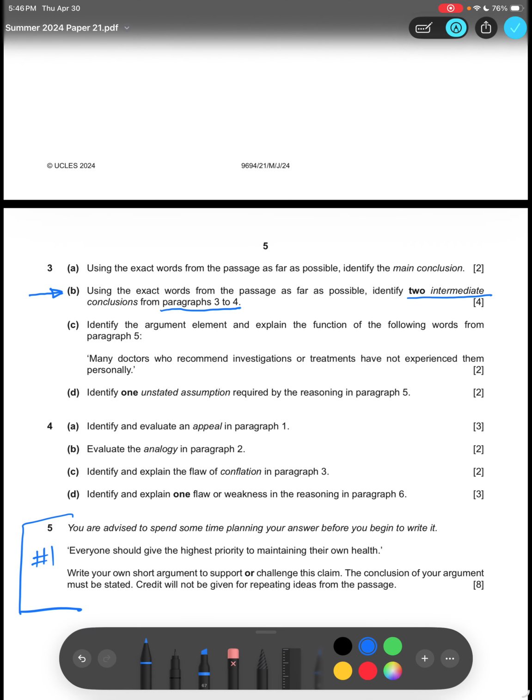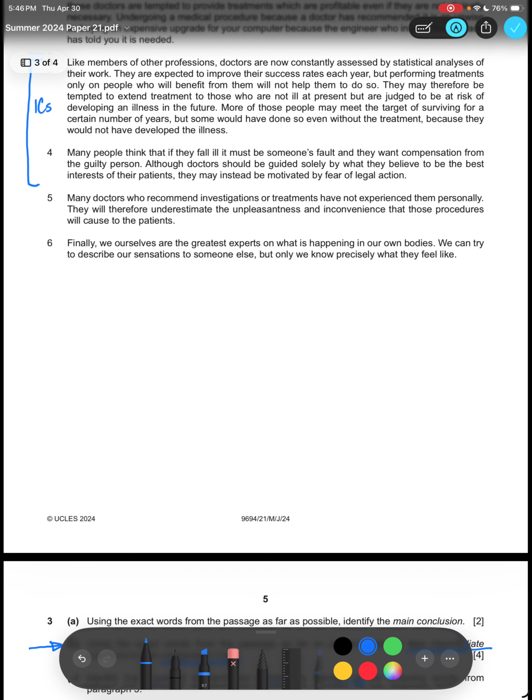The first question is very important, but it won't help you, 3A. So now we're looking at 3C. The following words from paragraph 5. It's an argument element, and you're going to explain its function, which usually means to support a conclusion. So I'm going to bracket this, and I'm going to write argument element, identify and explain function.